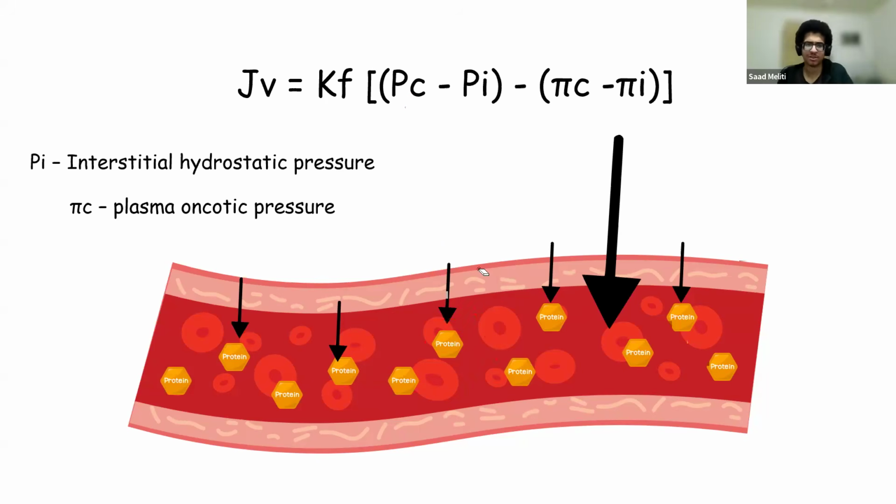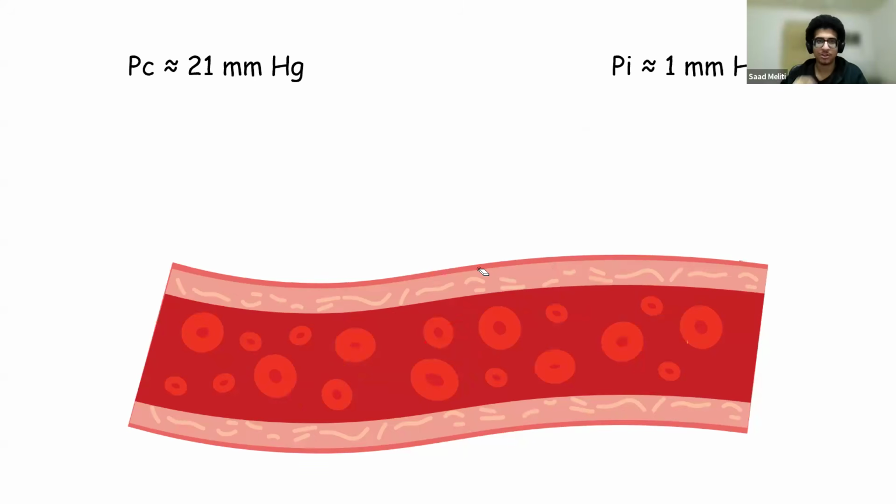So I have numbers to add right now. Let's say we have a capillary hydrostatic pressure of 21, and an interstitial hydrostatic pressure of 1. Can anyone calculate the pressure difference really quickly? Pretty sure it's 20. Yeah, it is 20.